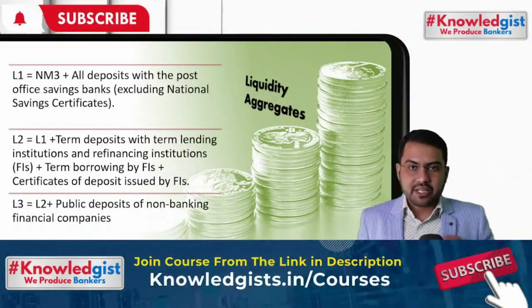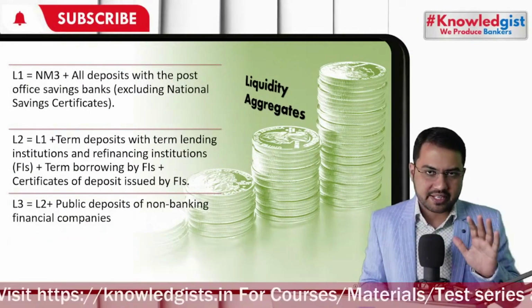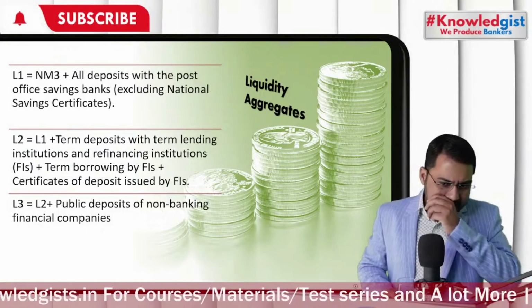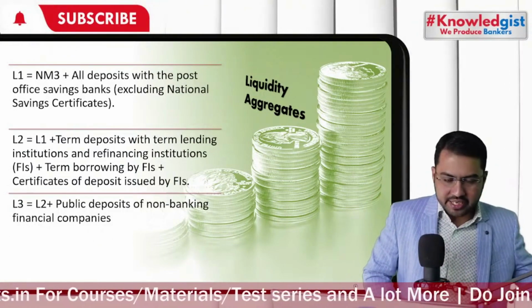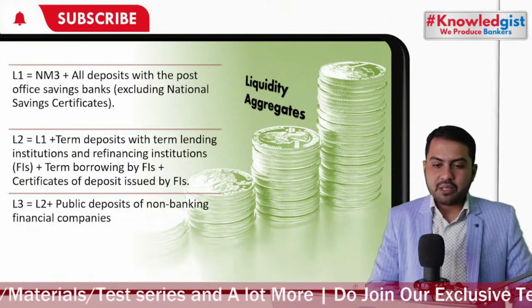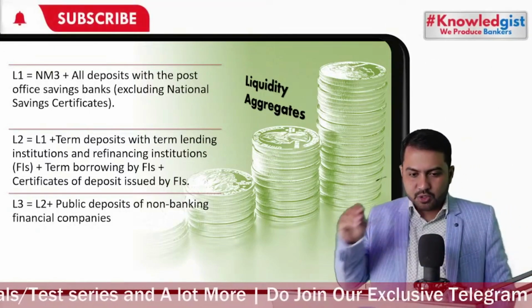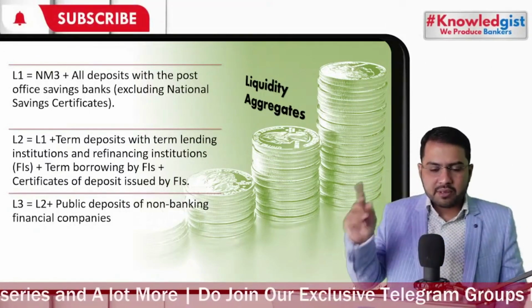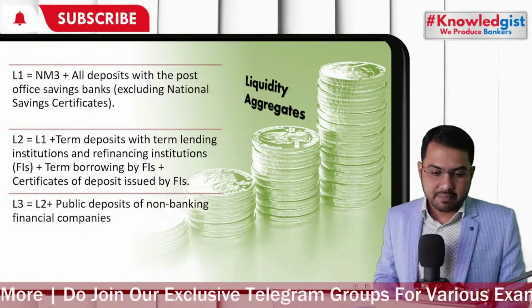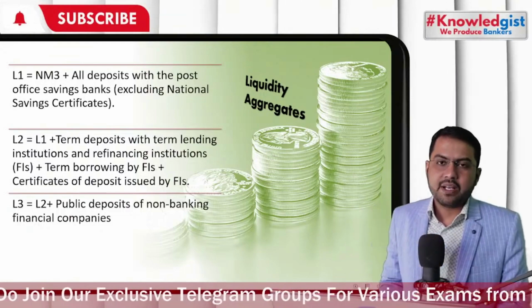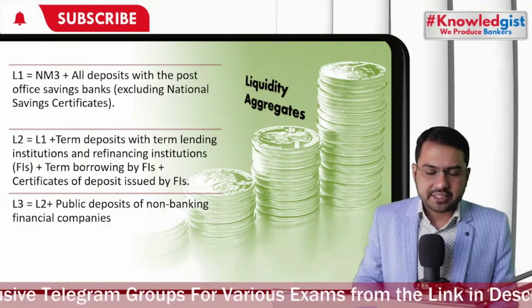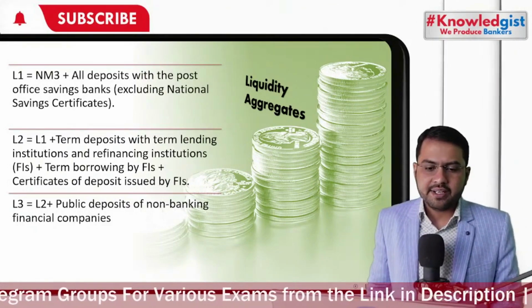So these are liquidity aggregates. They may ask you how many types of liquidity aggregates there are: L1, L2, L3, beyond NM1, NM2, NM3. L1 starts with NM3 plus all deposits with post office savings bank. L2 is L1 plus term deposits with term lending institutions, and all certificates of deposit from FIs. L3 is L2 plus public deposits in non-banking financial companies. You know that there are deposit taking NBFCs; all that deposit is factored in L3.